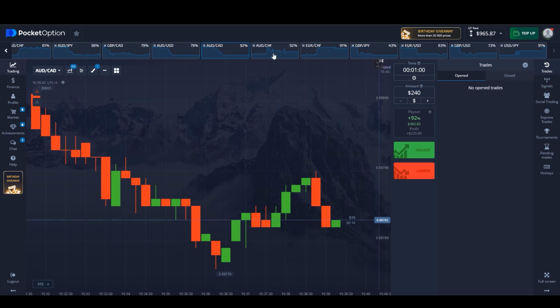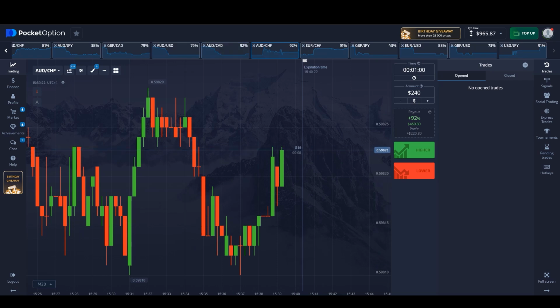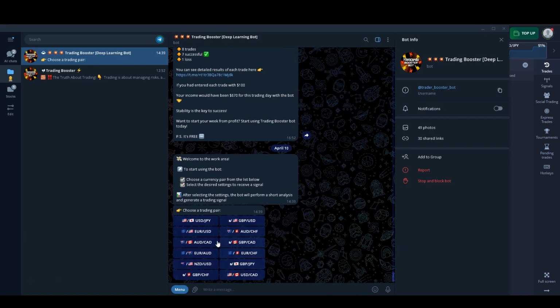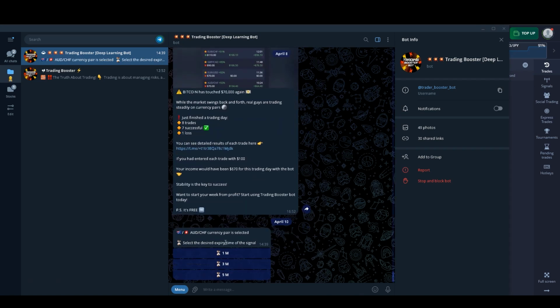I choose the pair Australian dollar Swiss franc. I go to the trading bot, click get a new signal. I choose this trading pair and the time for the deal is 1 minute.